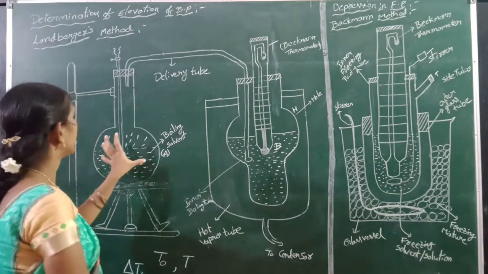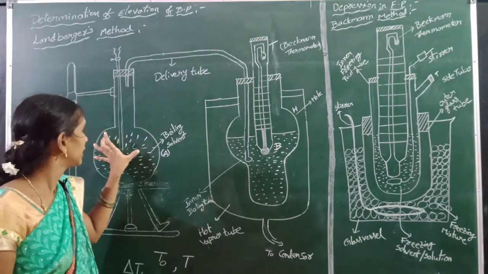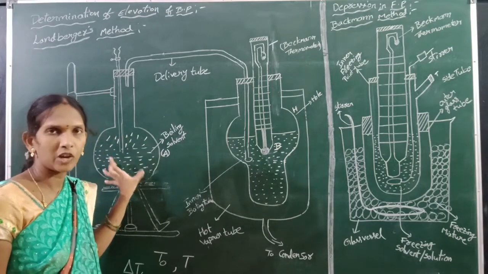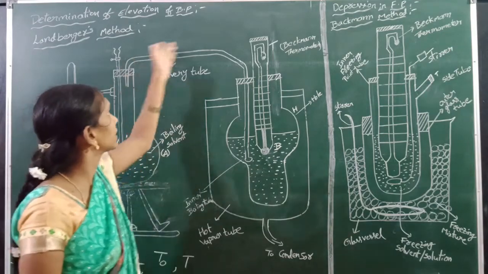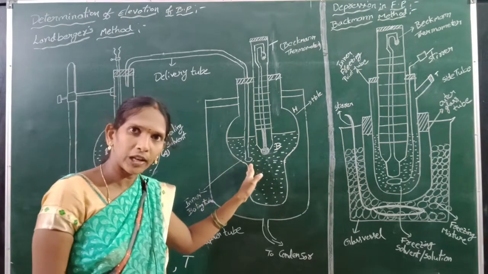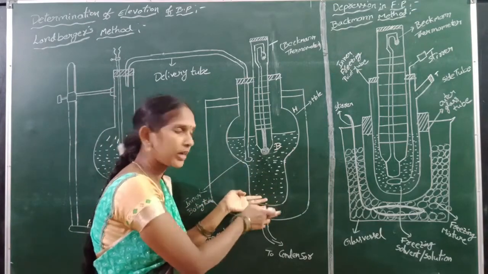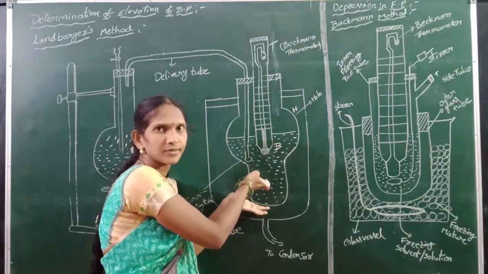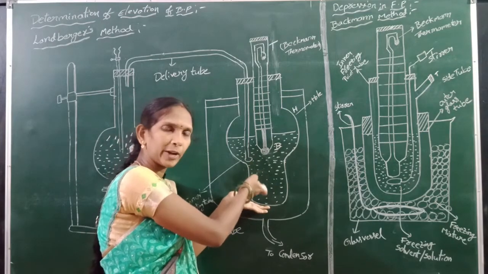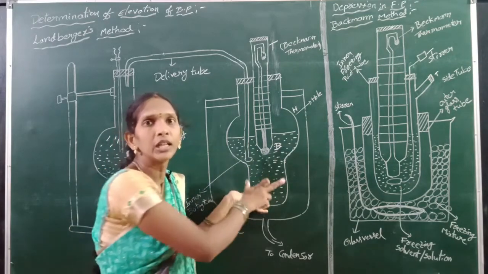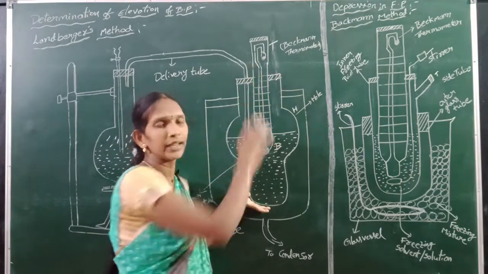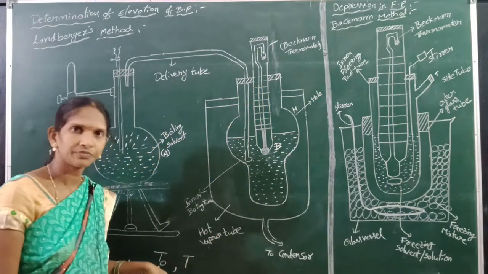Listen, here solvent vapors are obtained. These vapors come to the inner boiling tube. Then first, the solvent can boil. At which temperature the solvent boils, we note the temperature, that is T naught.